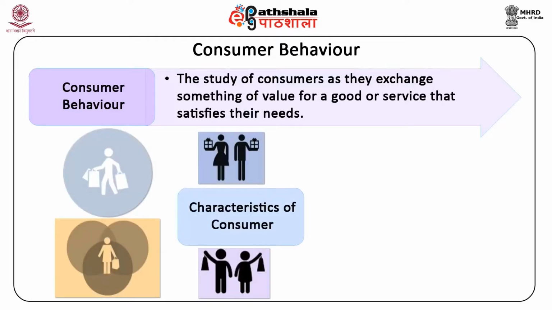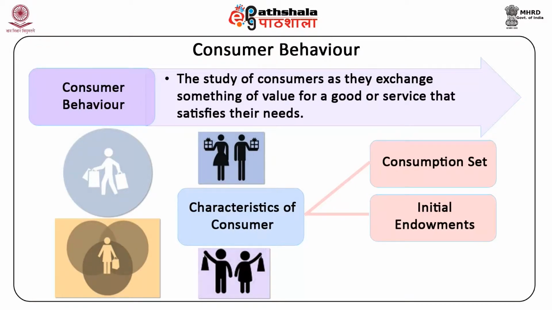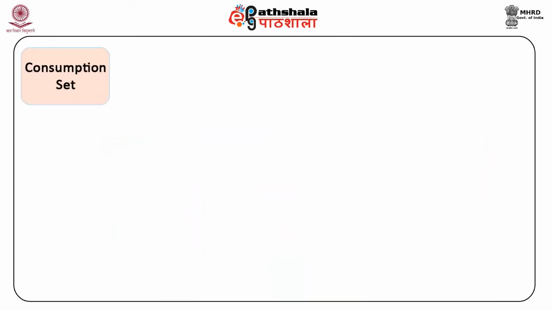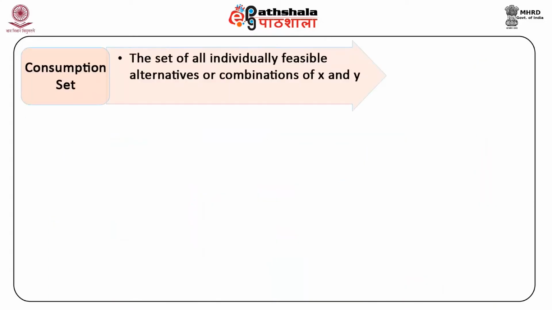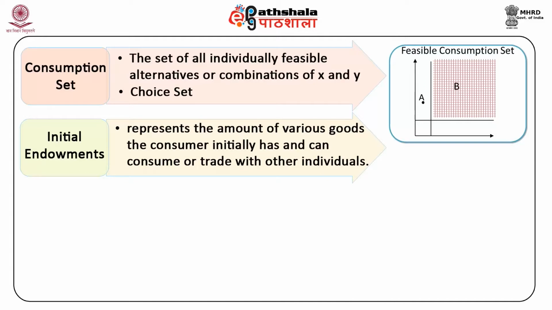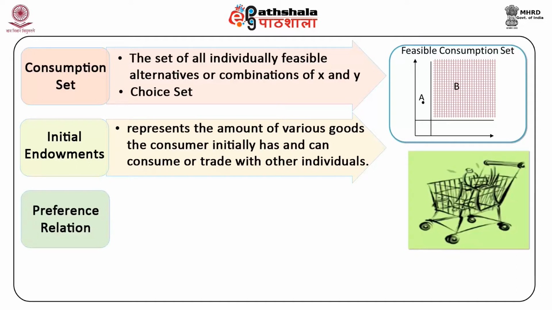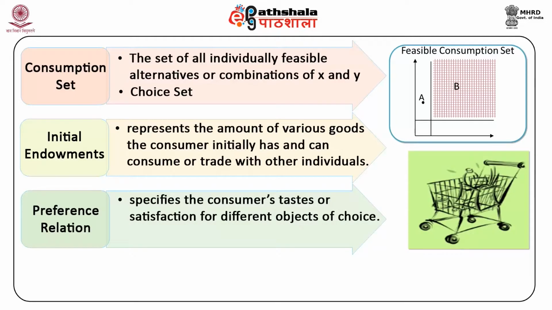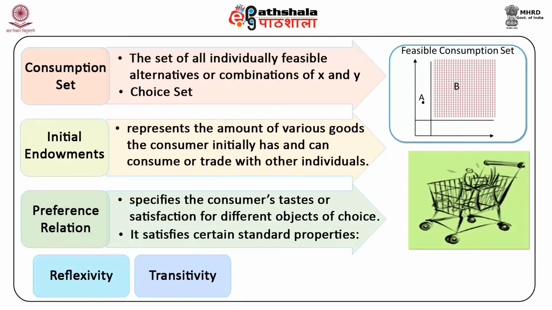The key characteristic of a consumer consists of three essential components: the consumption set, initial endowments, and the preference relation. Consumption set is a set of all individually feasible alternatives or combinations of X and Y, and it is sometimes also called the choice set. An initial endowment represents the amount of various goods the consumer initially has and can consume or trade with other individuals. The preference relation specifies the consumer's taste or satisfaction for different objects of choice. It satisfies certain standard properties of reflexivity, transitivity, and completeness.